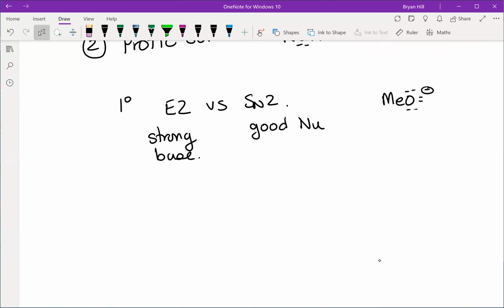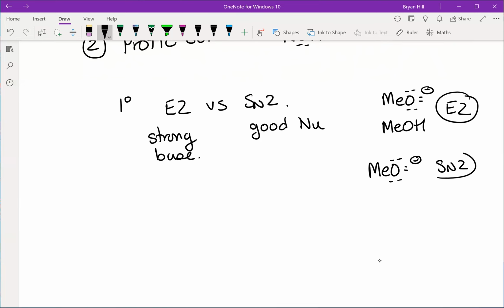But if you wanted to do an E2, you would use methanol as the solvent. This would promote E2. If you were going to use methoxide as a nucleophile, if you wanted to do an SN2, your best choice would be something like DMSO or an aprotic solvent. But if you had something which is only a nucleophile, it's only going to do a substitution reaction. It's not going to do an elimination reaction.